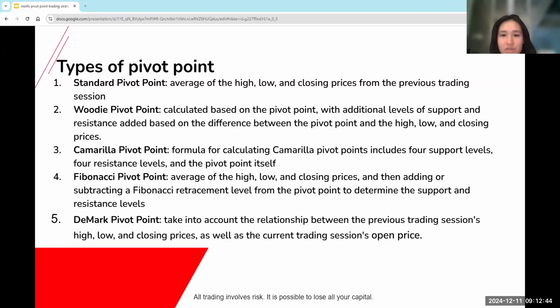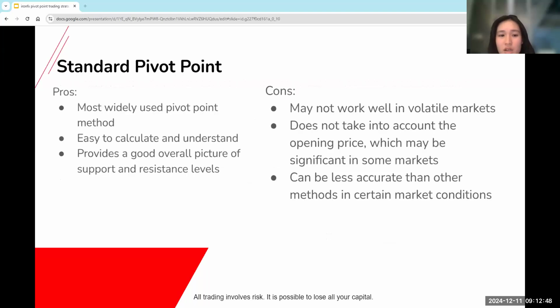So now let's go through some of the pros and cons of using the different pivot points. So firstly, we have the standard pivot point. This is the most widely used pivot point method. It's easy to calculate and understand, provides a good overall picture of support and resistance levels.